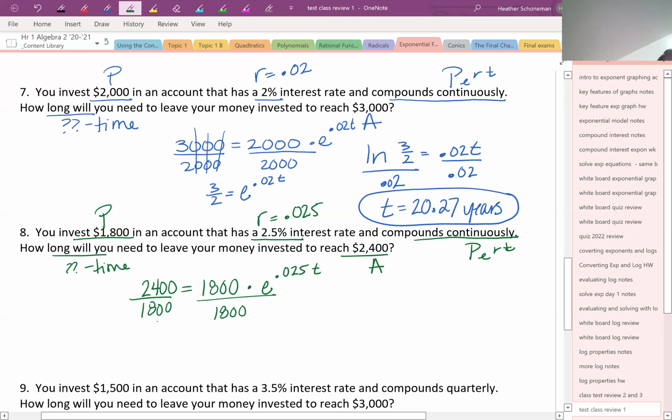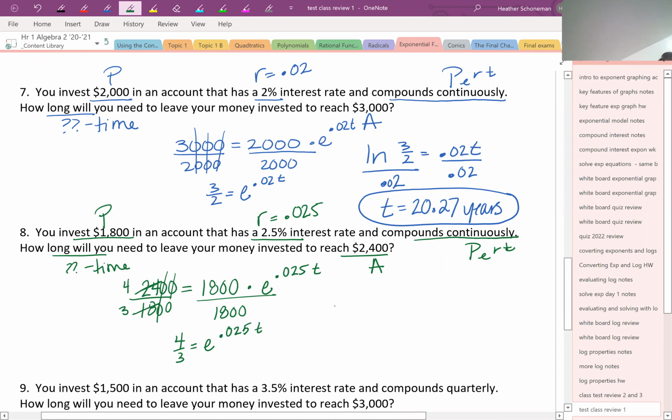Okay, those cancel. How are we going to reduce that? Well, 24 and 18, I can divide by 6. Divide by 6, so this is going to be 4. 18 divided by 6 is 3. So this gives me 4/3 equals E times 0.025 T.